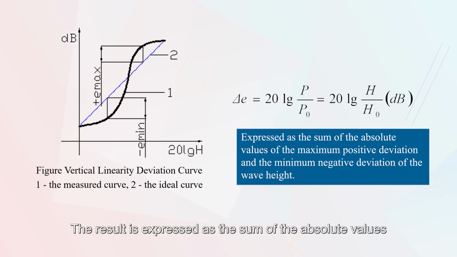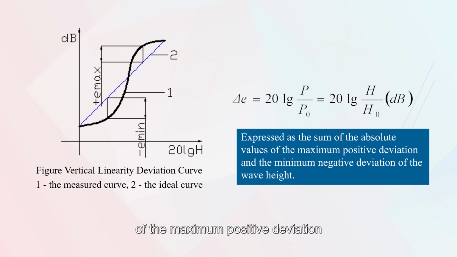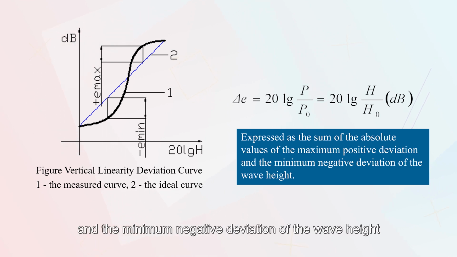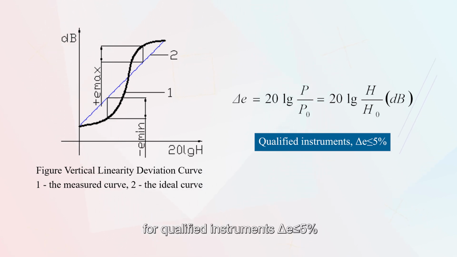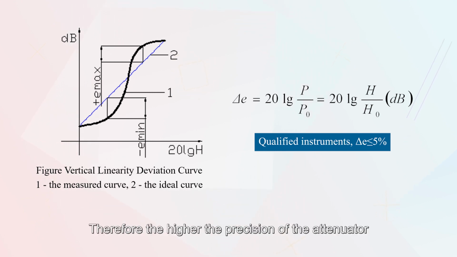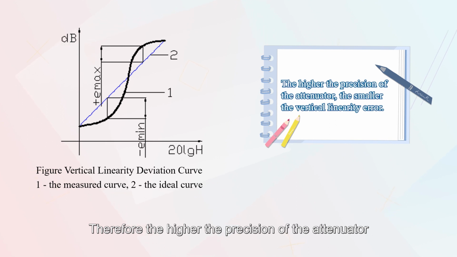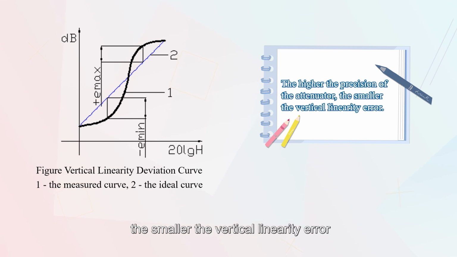The result is expressed as the sum of the absolute values of the maximum positive deviation and the maximum negative deviation of the wave height. According to the provisions of the standard NB/T 47013.3-2015, for qualified instruments, delta E is less than 5%. Therefore, the higher the precision of the attenuator, the smaller the vertical linearity error. The specific measurement method is as follows.